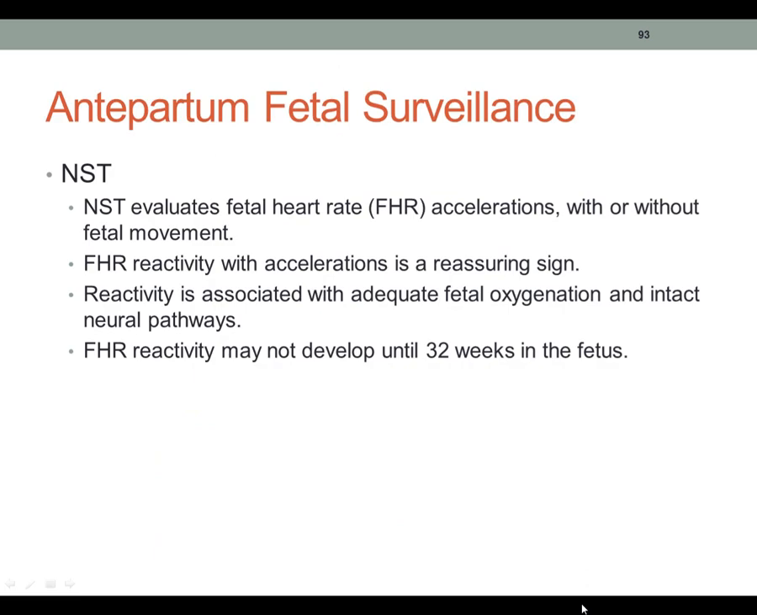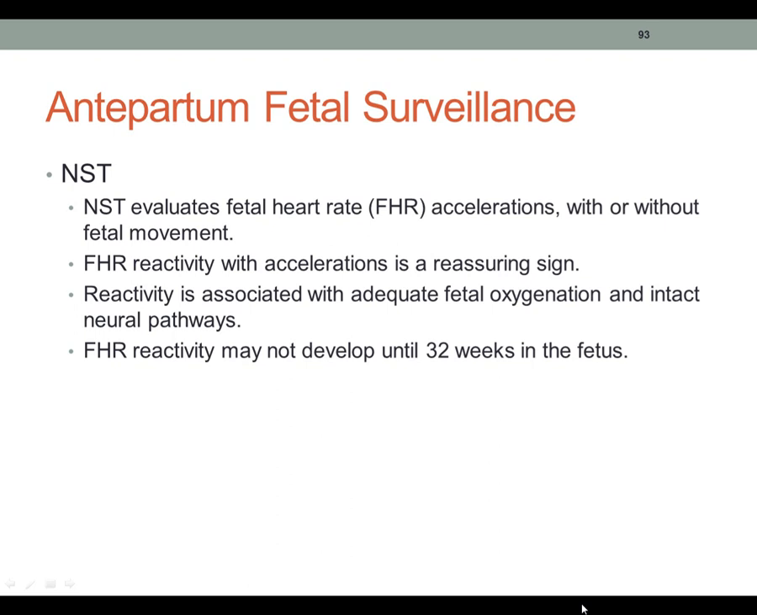So some other tests that we're going to do during pregnancy is the NST, and this is a non-stress test. We just evaluate fetal heart rates and accelerations with or without fetal movement. So fetal heart rate reactivity with accelerations is a reassuring sign. We talked about this yesterday in class about what was reassuring, and accelerations are reassuring. Reactivity is associated with adequate fetal oxygenation and intact neural pathways.